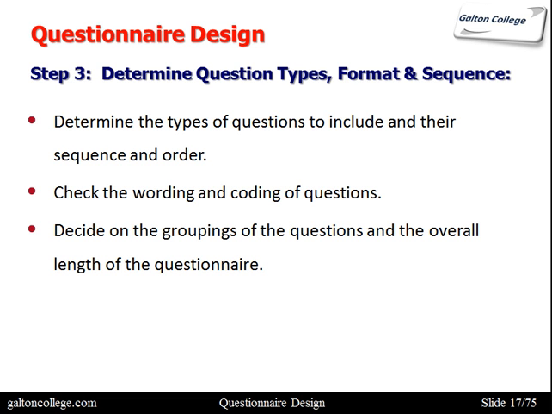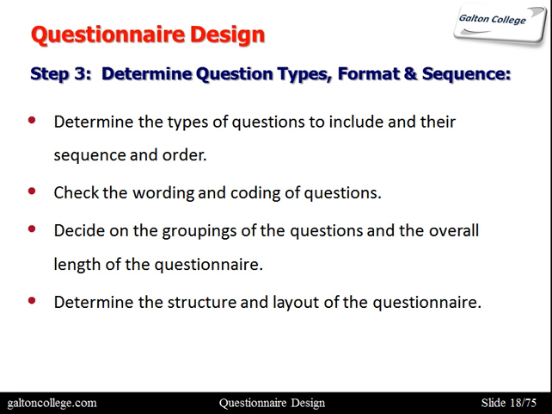Decide on the groupings of the questions and the overall length of the questionnaire. A very long questionnaire may lead to frustration on the part of the respondent, who may get bored or feel it's a waste of time or it's taking too long. And determine how the questions should be grouped.